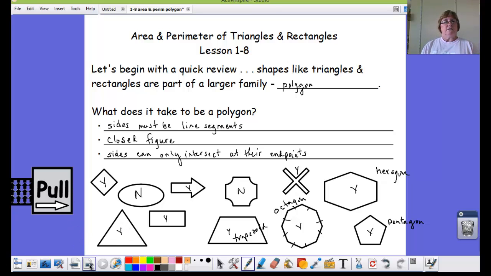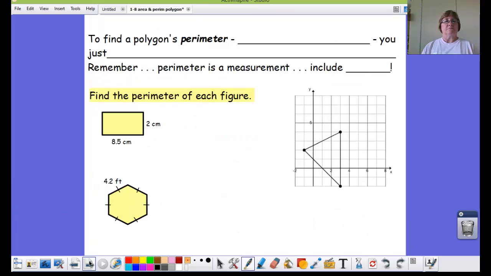Let's move on and talk a little bit about areas and perimeters for triangles and rectangles. A polygon's perimeter, folks, is the distance around it. Perimeter is the distance around the edges.